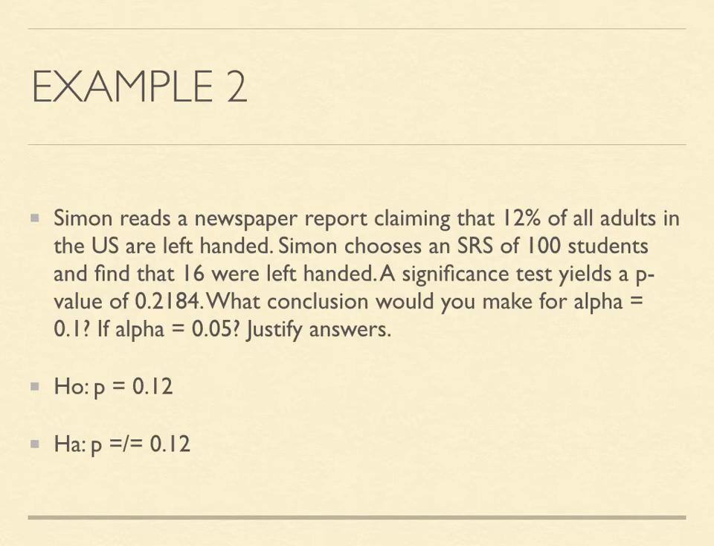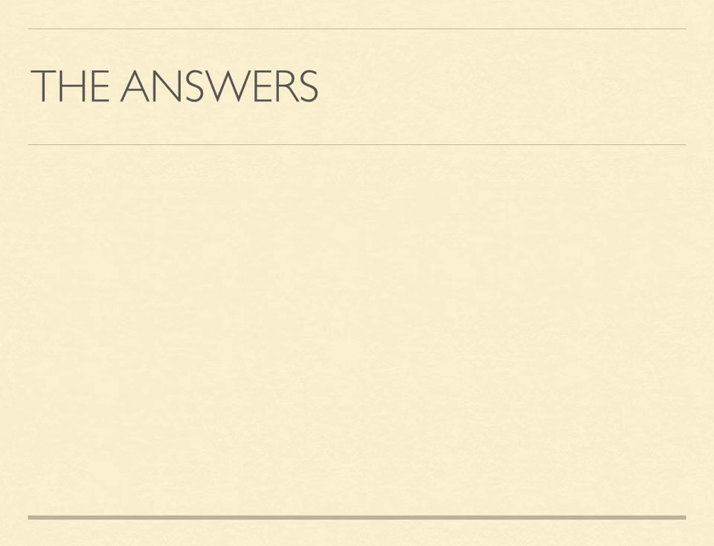So example 2. Simon reads a newspaper report claiming that 12% of all students in the U.S. are left-handed. Simon chooses an SRS of 100 students and finds that 16 are left-handed. A significance test yields a p-value of 0.2184. What conclusion can you make for alpha equals 0.1? Well, what if the alpha equals 0.05? Justify your answer. So our null and alternative hypotheses are p equals 0.12 and p does not equal 0.12, where p is the proportion of college students who are left-handed.